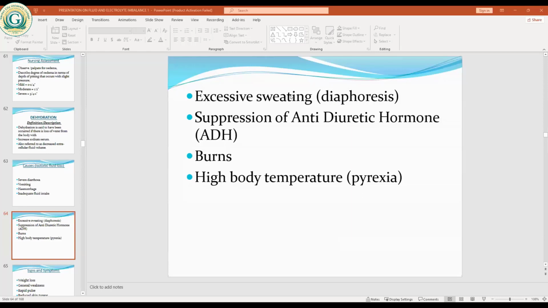Suppression of antidiuretic hormone. Once the hormone is in place, then definitely urine is not produced. But once you suppress the release of ADH, definitely you produce volumes of urine. And once you are producing volumes of urine, you are losing fluids and the body is dehydrated. Burns, you know, the body loses fluids once you have burns. High body temperature or fever, you lose fluids.